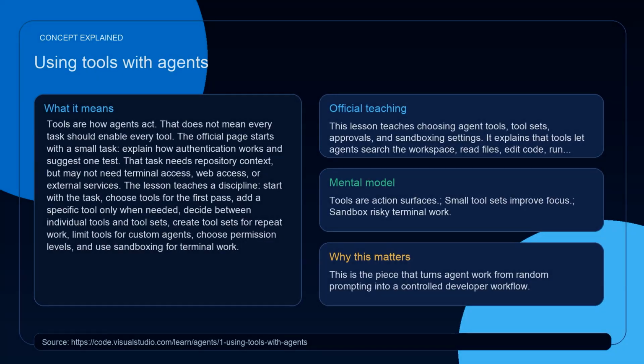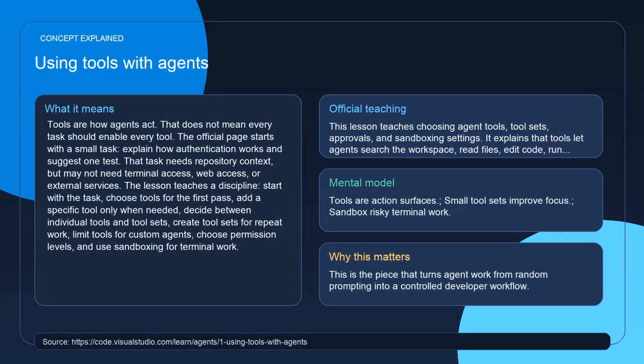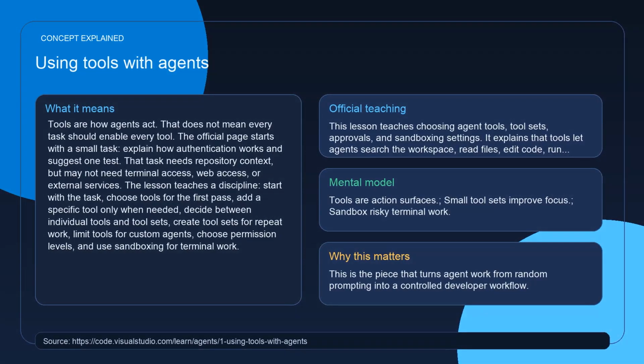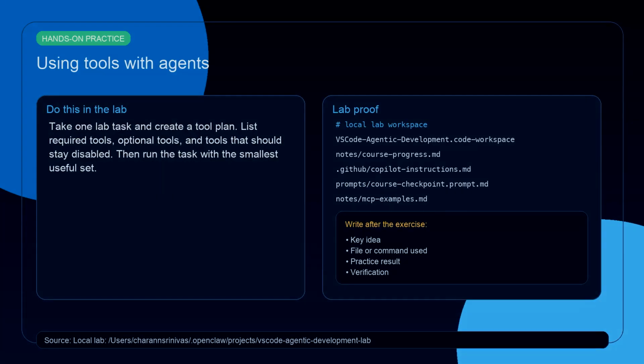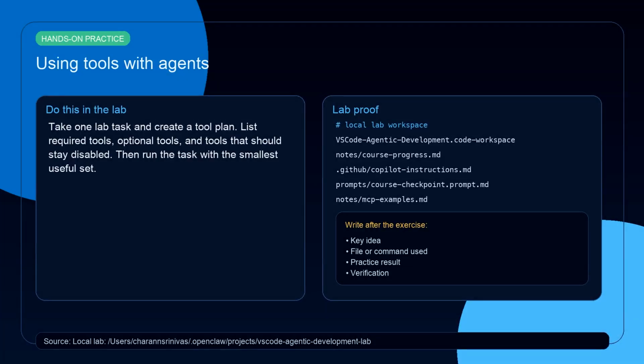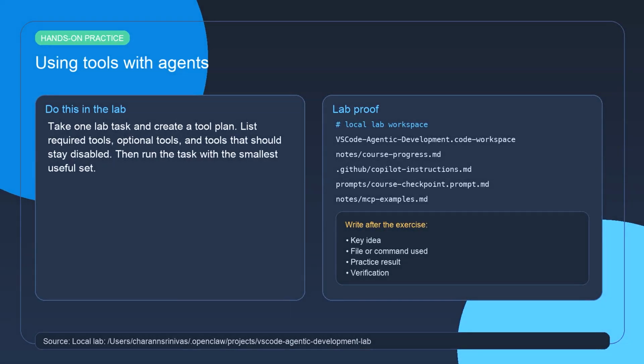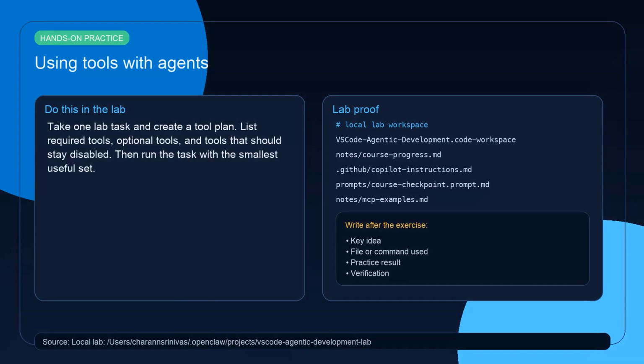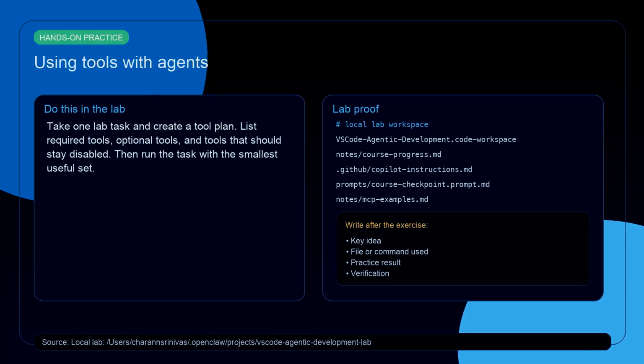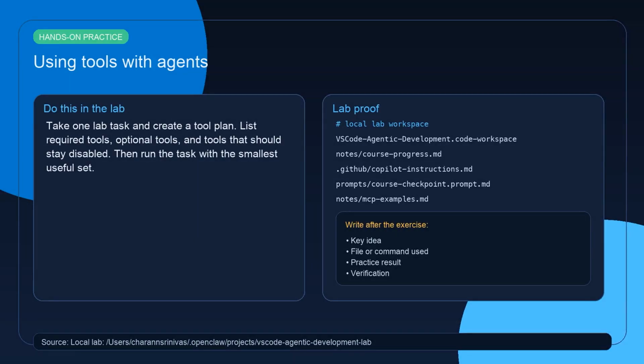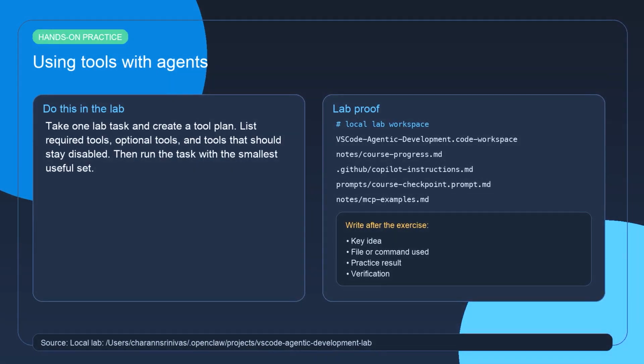The lesson teaches a discipline. Start with the task, choose tools for the first pass, add a specific tool only when needed, decide between individual tools and toolsets, create toolsets for repeat work, limit tools for custom agents, choose permission levels, and use sandboxing for terminal work. Now make it practical.